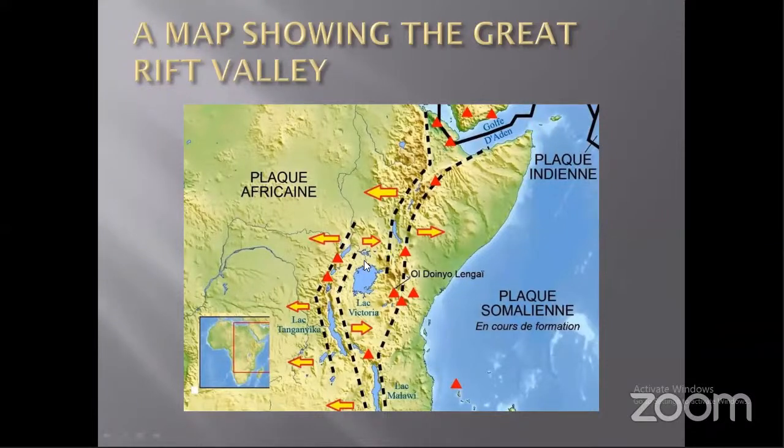Are you seeing my cursor moving? Yeah. Where I have placed it above here, this is the western arm of the valley. And you will find that where the cursor is, this is Lake Tanganyika. Then this is Lake Kivu. This one is Kivu. It's in Rwanda and the DRC.